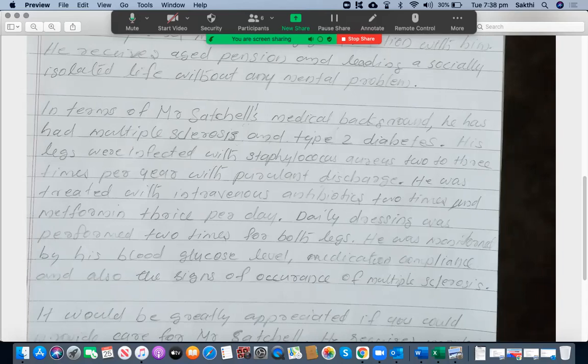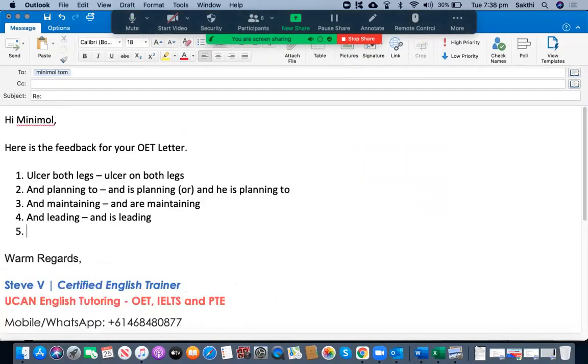Okay, I will tell you what you have to do. You could have mentioned all these things: his blood glucose level, medication compliance, and signs of occurrence of multiple sclerosis were monitored. Do you know what I mean? Otherwise, you can say he was monitored for his blood glucose level, medication compliance, and also the signs of occurrence of multiple sclerosis. You could have used either "for" here, or all these things can go over there, and then you can say "were monitored." "Monitored by" is wrong. He was monitored for.